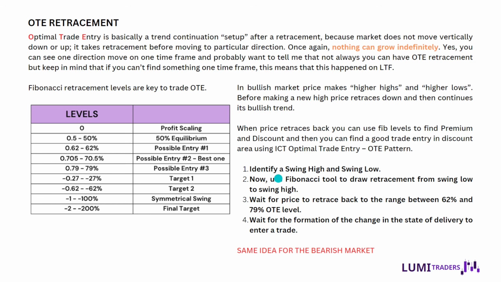So first, what we need to do is find the swing high and swing low. After this, you want to use the Fibonacci retracement tool to draw the retracement from swing low to swing high. Next, you wait for the price to retrace back to the range between 62 and 79% of the OTE level. Wait for formation of the change in the state of delivery to enter the trade. Exactly the same idea works for a bearish market.